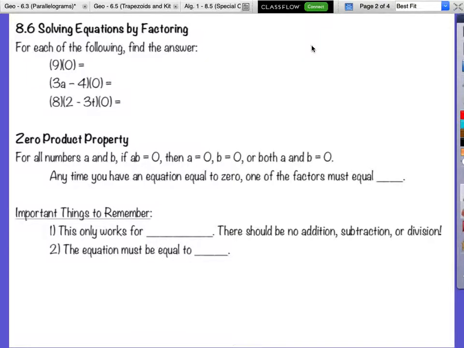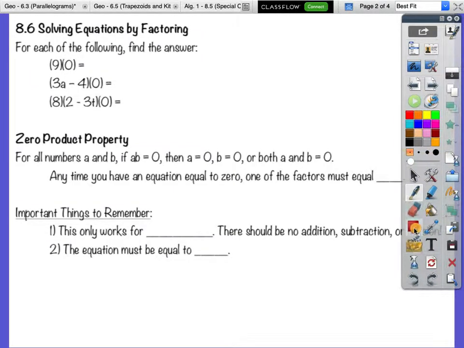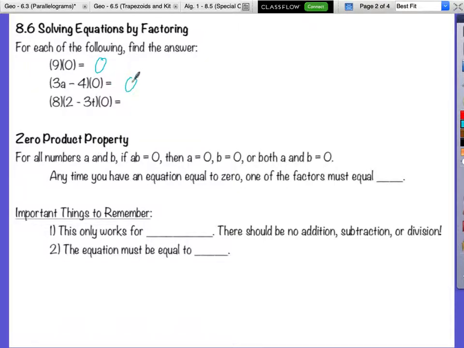Raise your hand and tell me what 9 times 0 would be. 0. What's 3a minus 4 times 0? 0. What's 8 times 2 minus 3 times t times 0? 0. What's 0 times anything? 0. Does it matter what else there is? Before you said that anything times 0 is 1. No. Anything to the power of 0 is 1. Anything times 0 will always be 0.